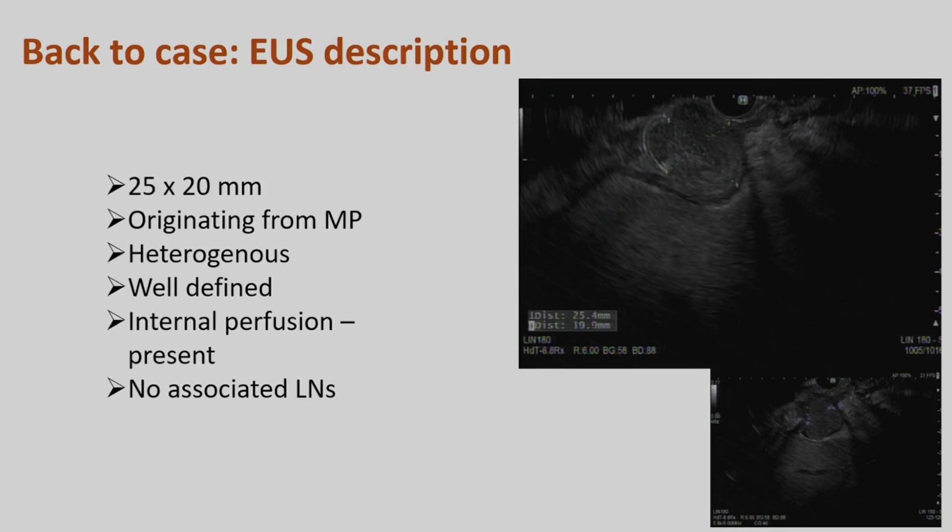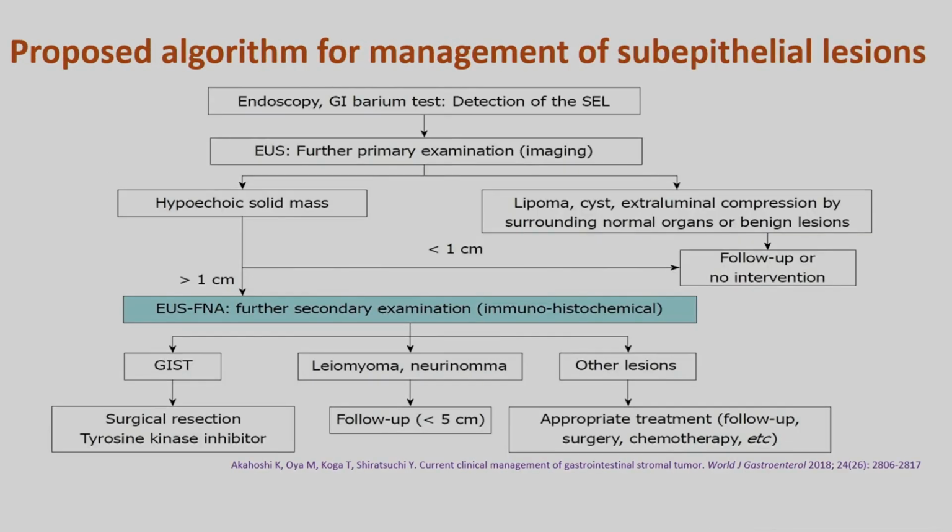Coming back to our case, it was a 2.5 by 2 centimeter lesion arising from the MP, heterogeneous, well-defined, no lymph nodes. So the proposed algorithm for these lesions is that they are usually diagnosed, as I told, either on endoscopy or a scan. EUS is the primary imaging modality, and then if it is a lipoma or anechoic lesion or extraluminal lesion, you follow another pathway for them. Hypoechoic lesions less than 1 centimeter can be followed up without any intervention.